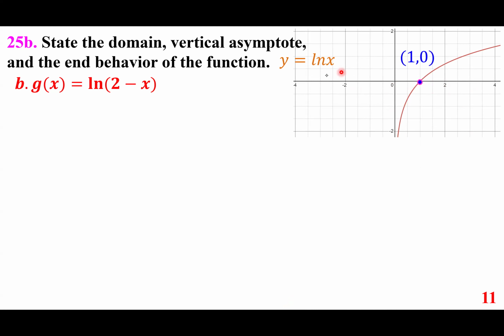So y equals ln x. The domain, I'm going to write, is 0 to infinity, range negative to positive infinity. The VA is the y-axis having equation x equals 0. So that's general, everybody.